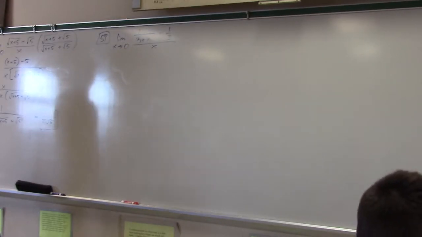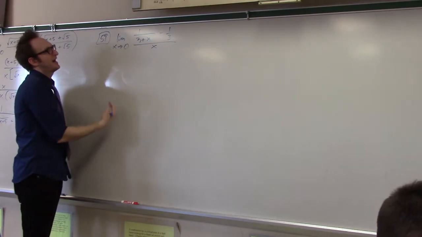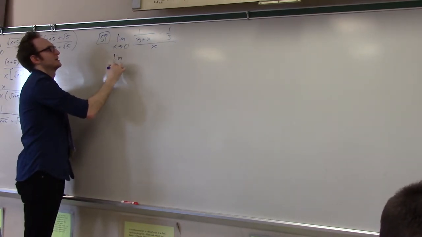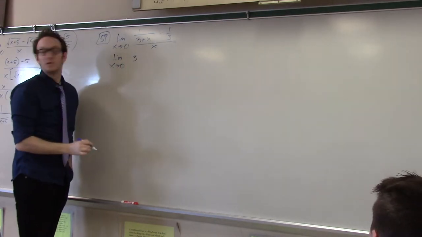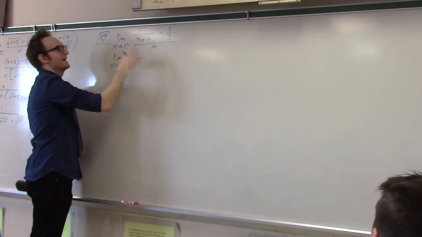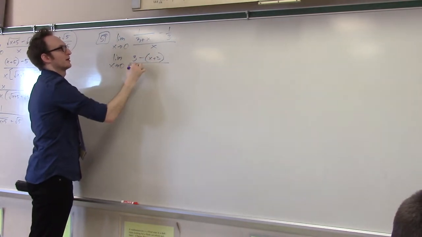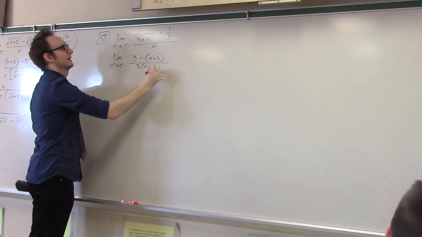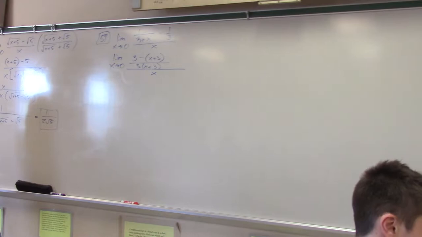Correct. Wah wah, 0 over 0. Back to the drawing board, do some algebra. I think getting a common denominator seems like a good idea, so I will do that. So this is 3 minus x plus 3 over 3 times x plus 3, all over, advanced fractions going on here, all over x.